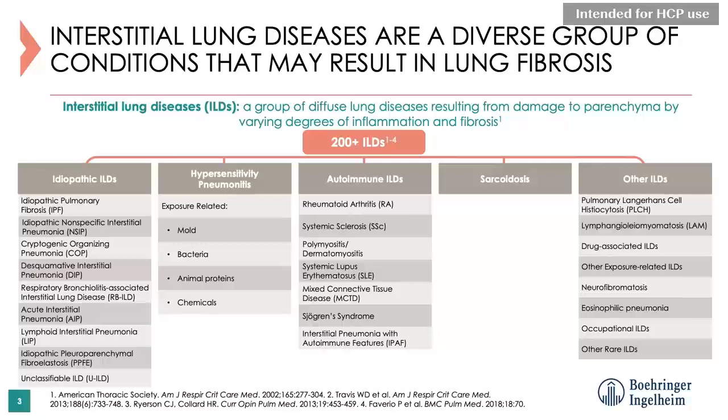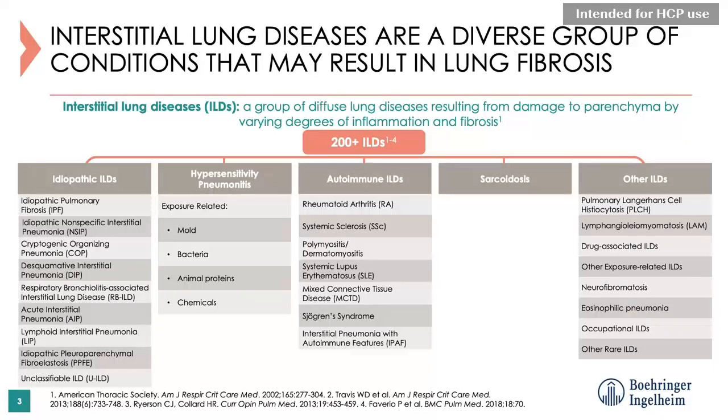As we all know, interstitial lung diseases are a diverse group of conditions that can result in pulmonary fibrosis. This is a schematic of the interstitial lung diseases that we commonly see in our ILD programs. Idiopathic ILDs are probably the most common, with idiopathic pulmonary fibrosis being the most common of this group. We also see a fair amount of hypersensitivity pneumonitis, which can be related to mold, bacteria, animal protein, and chemical exposures. Autoimmune ILD can be caused by rheumatoid arthritis, scleroderma or systemic sclerosis, polymyositis and dermatomyositis, and less commonly lupus, mixed connective tissue disease, Sjogren's syndrome.